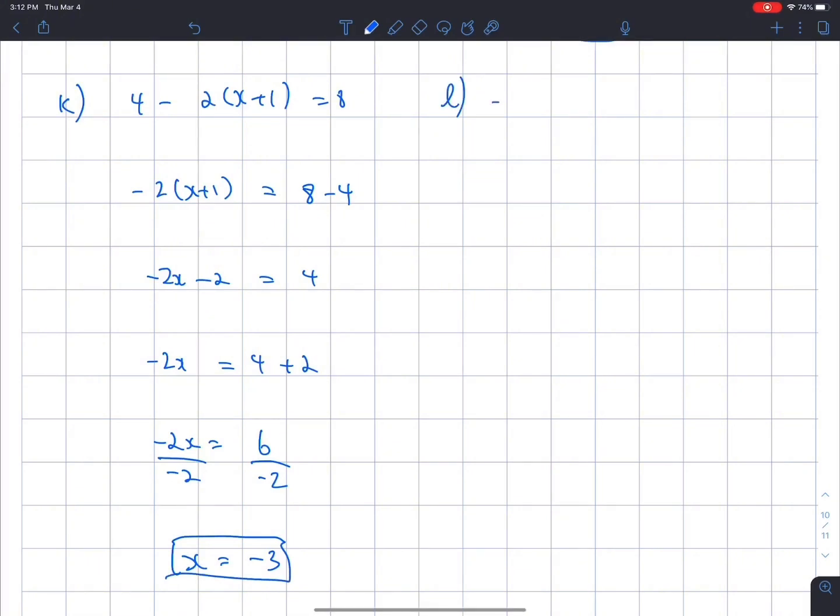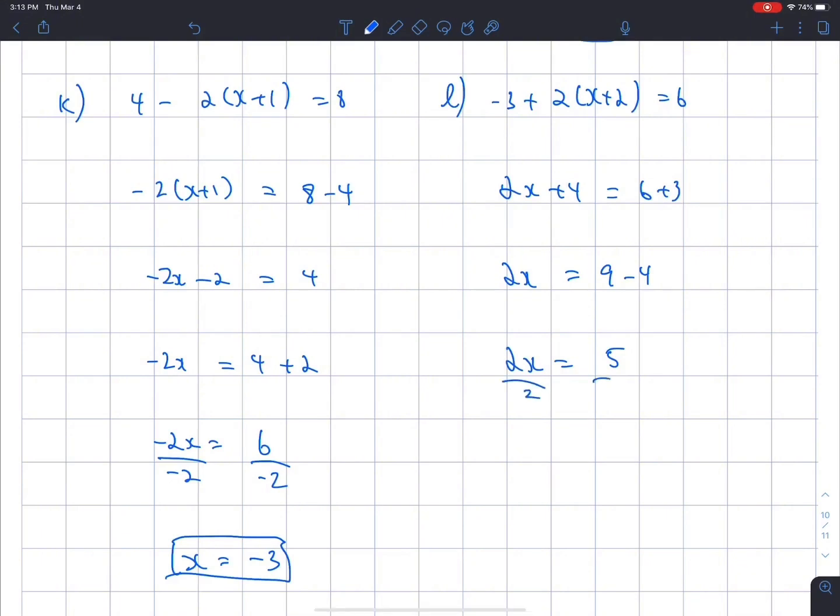L. Negative 3 plus 2 bracket x plus 2 equals 6. So we multiply in, we get 2x plus 4 equals 6 plus 3. 2x equals 9 minus 4. So 2x equals 5. And finally, dividing both sides by 2, we get x equals 5 over 2.